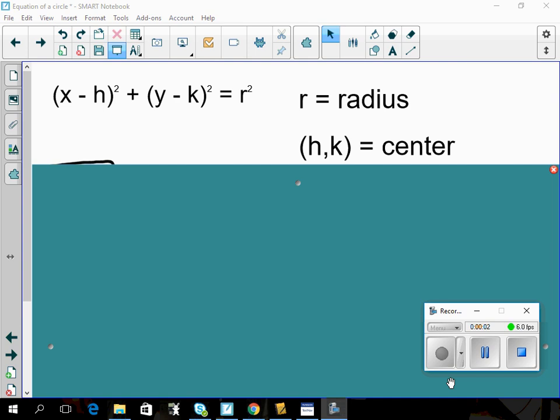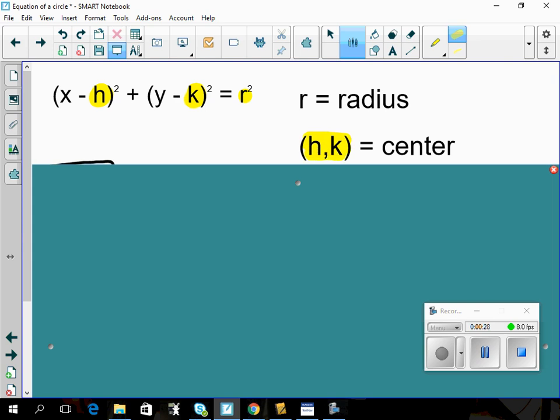We are going to start talking about equations of circles today, and so this is going to be the equation of circles. We do have our little squares. Make sure that you see those up there. They're a little hard to see, these little squares there. But more importantly, we're going to be looking for the radius and two values for our center. Our center is labeled HK.